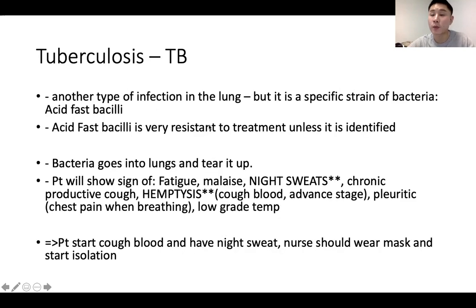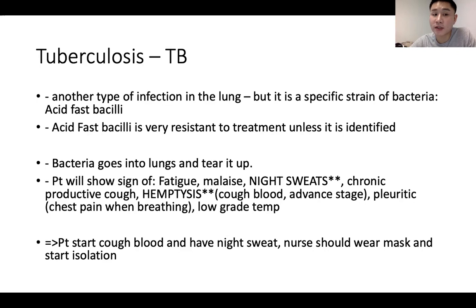All right, next we have tuberculosis. Tuberculosis is huge. It is very important to remember, very important to know, and it's actually all around us. When we go to nursing school, we have to do a tuberculosis test. So this is why it's important for us to know what is being done on our body.